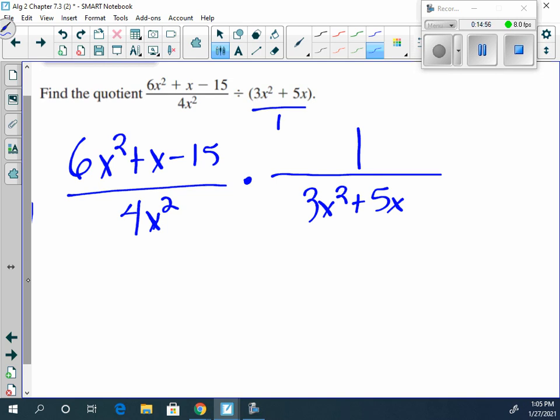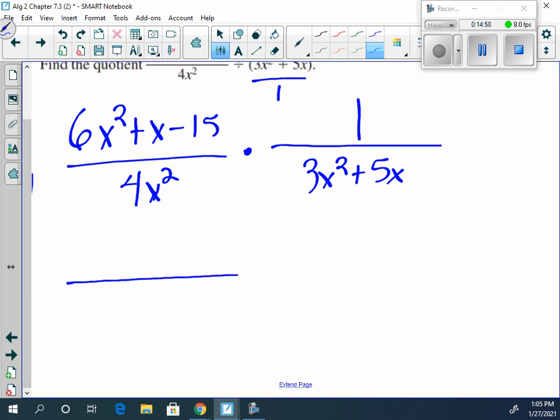Okay, let's look at this here. Well, the 4x squared is as simplified as it gets. The 1 is as simplified as it gets because they're one term. There's nothing we can do. There's no way we can factor these. So they stay the same.